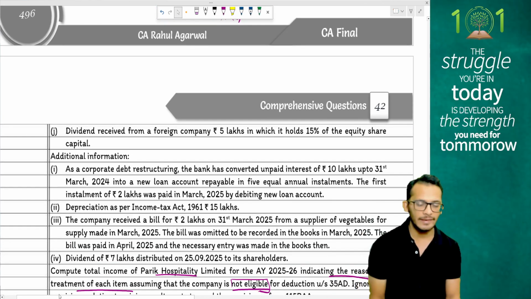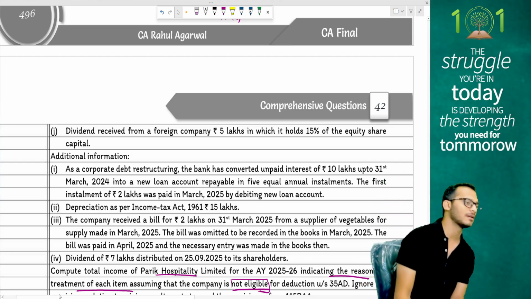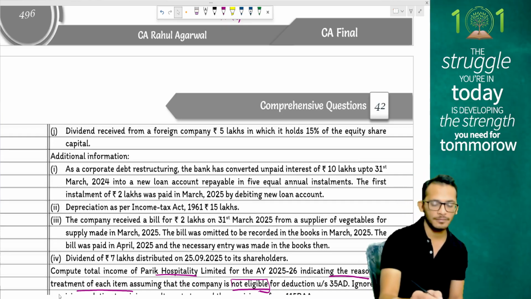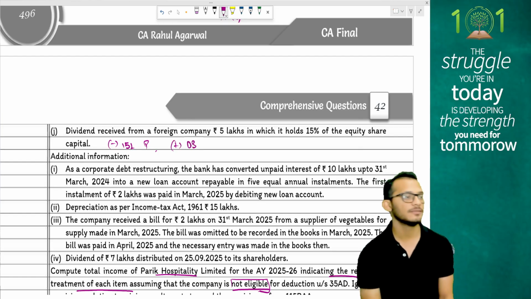Yes. Then dividend received from a foreign company, 5 lakh rupees, in which it holds 15% equity share capital. People, I have received it, to be taxed under... Therefore, remove from PGBP and add it to IFOS.